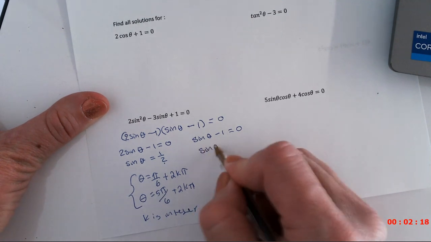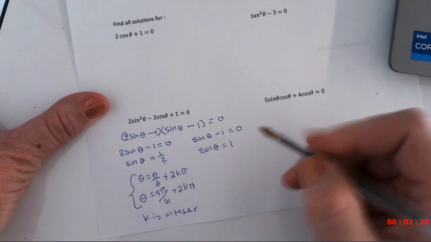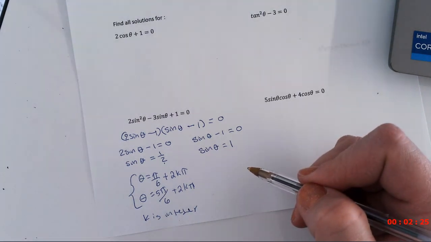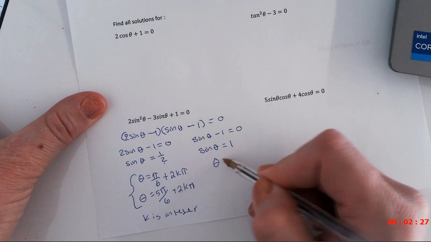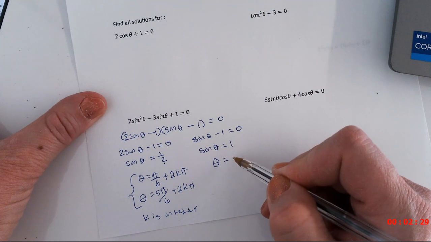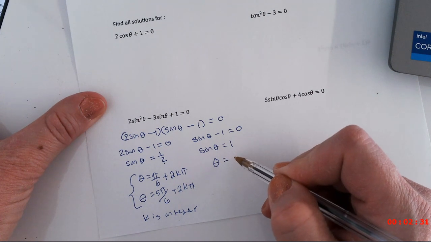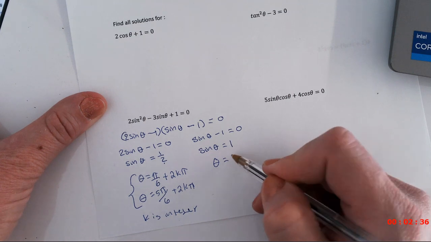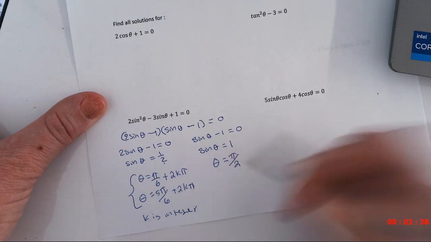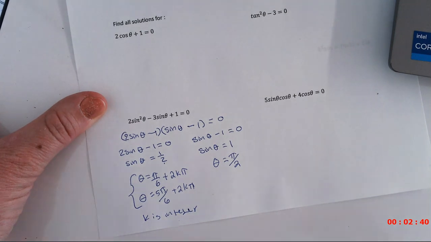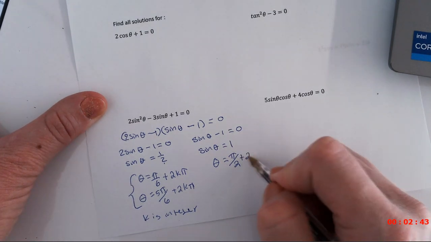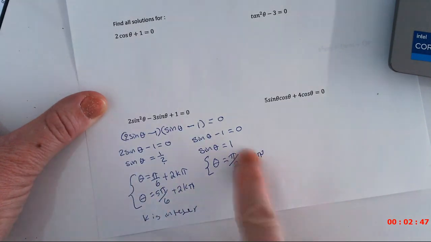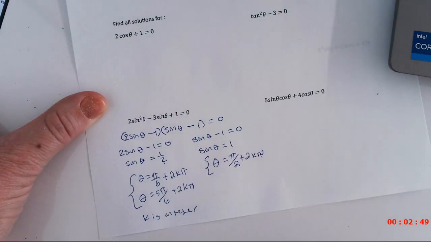So if I solve this for sine theta equals 1, where does sine equal 1? Pi over 2. Perfect. And nowhere else, right? Nowhere else? Okay. So plus 2k pi. So 3 sets of solutions.